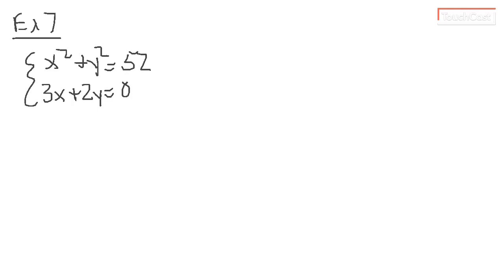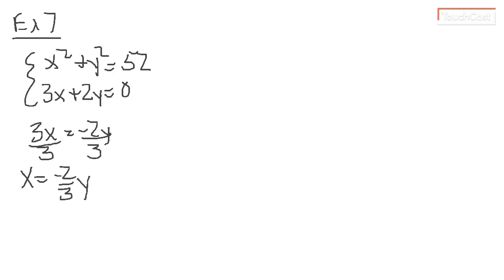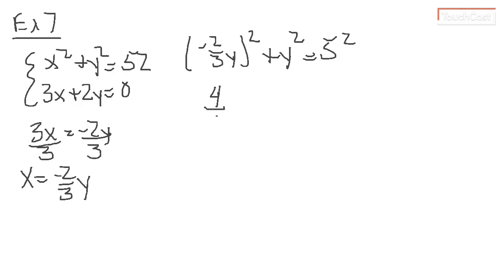So I'm going to start by subtracting 2y. So 3x is equal to negative 2y, and then I'm going to divide by 3. So we're going to have x is equal to negative 2/3 times y. We can then plug that in to that first equation. We can write negative 2/3 y squared plus y squared is equal to 52. If we square negative 2/3, we're going to get 4/9 because negative 2 times negative 2 is 4. 3 times 3 is 9.